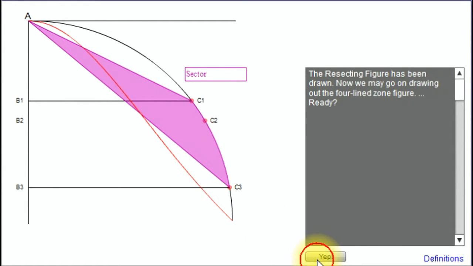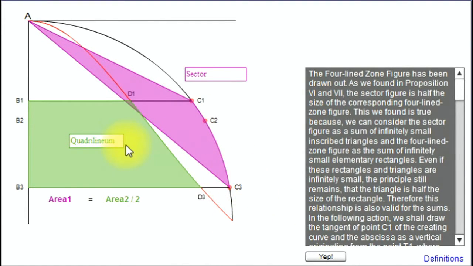And we already proved in proposition 7 that the relationship between this sector and what is called a quadrilineum, shown here in green, is that the area of the sector is always half of that of the green quadrilineum, which is bound by the two ordinates, parts of the axis and a part of the resecting curve. And this is actually the basis we're going to apply.